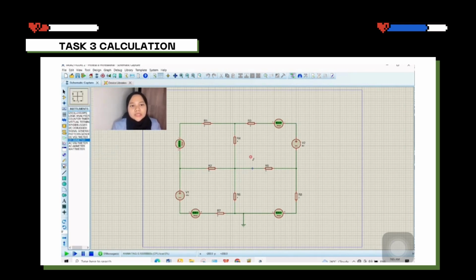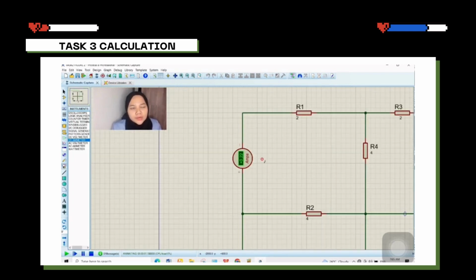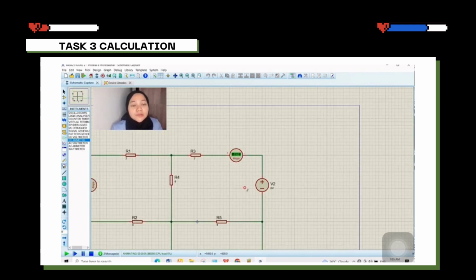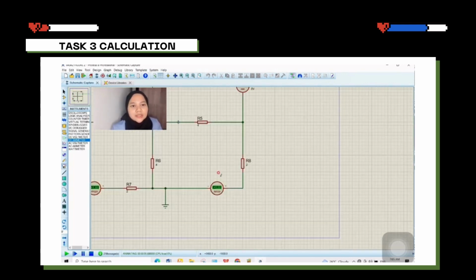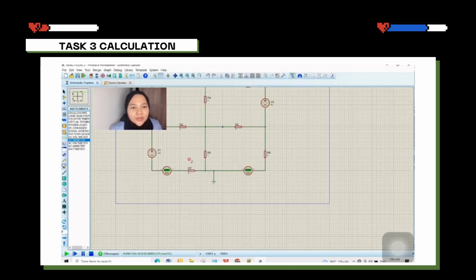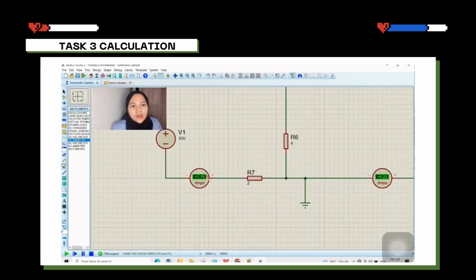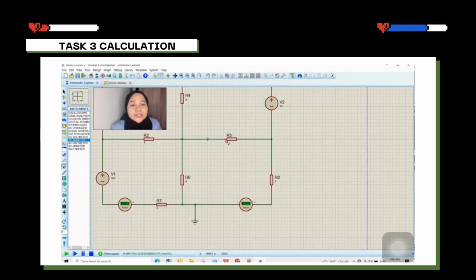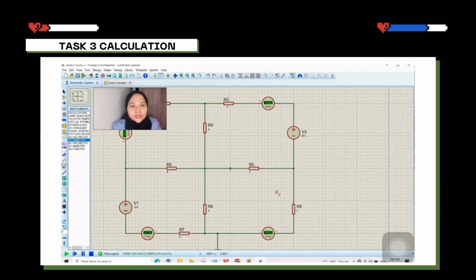As I run the simulation, the value that we got for I1 is 0.22 ampere. Next for I2, the value that we got is 0.62. For I3, the value from the simulation is negative 1.18 ampere, and the last one is I4, 0.22 ampere. So the values that we got from each loop for I1, I2, I3 and I4 are the same as what we got from the calculation.